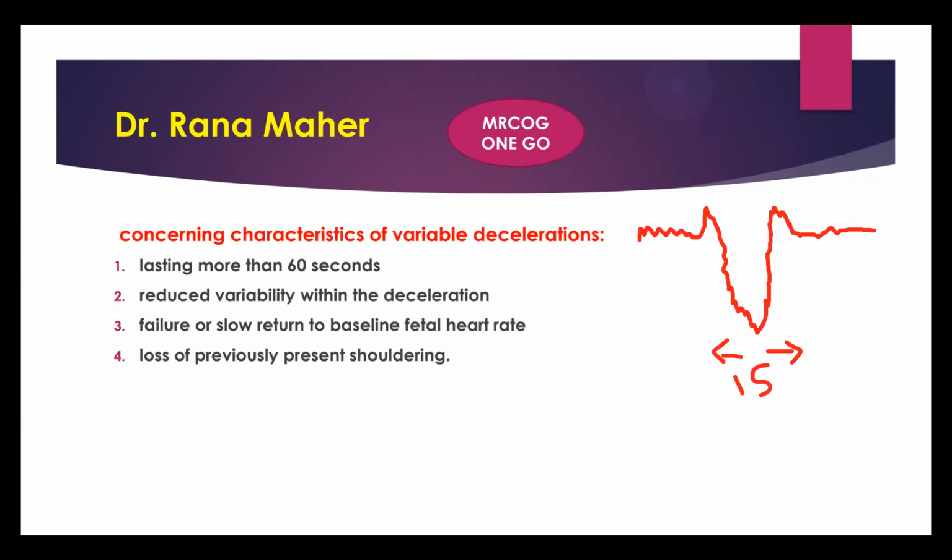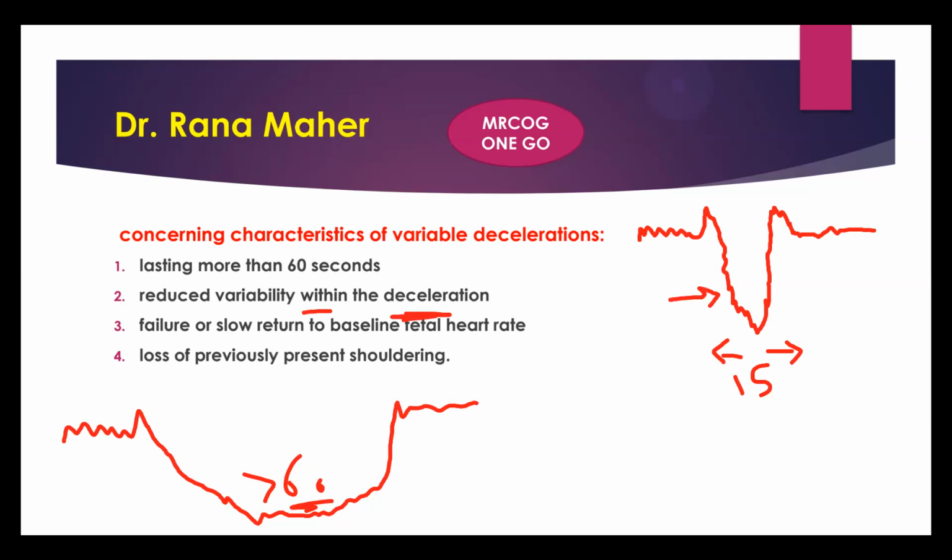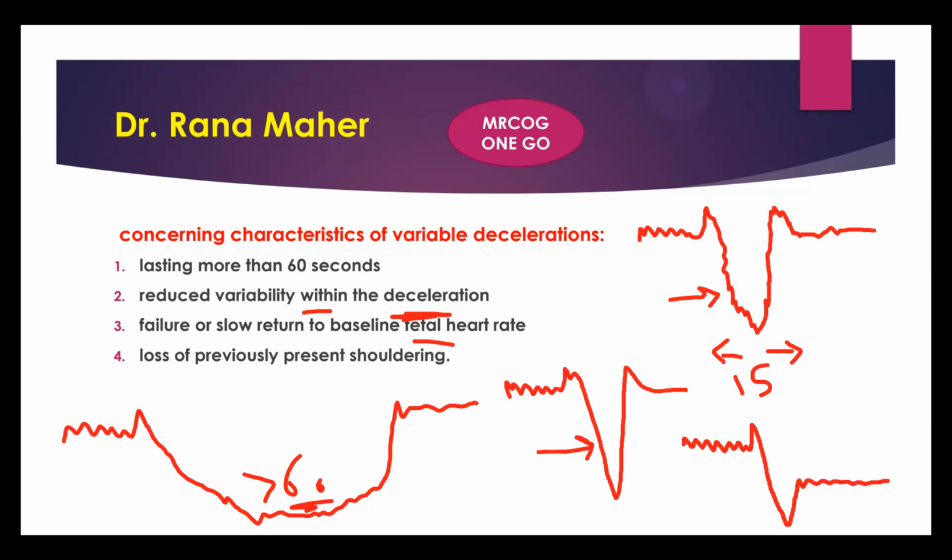So if we have a deceleration, and this deceleration will be like this, it's more than 60 seconds. This is a concerning characteristic. Reduced variability within the deceleration. Normally in the deceleration, you will find variability. So if we have it like this, and then the deceleration is flat, this is another concerning characteristic. Failure to return to the baseline. So we have the baseline here, deceleration, and going back here. Failure to come back to the baseline. So this is a concerning characteristic.